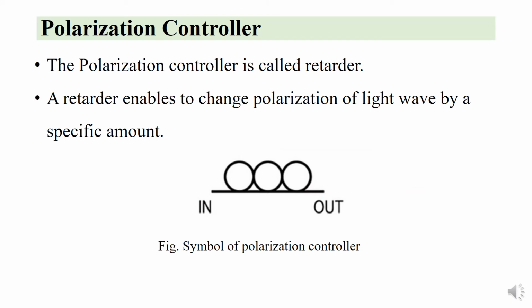Polarization controller is an optical device which allows us to modify the polarization state of the light. These can be operated without feedback, typically by manual adjustment or by using electrical signals from generators, or with automatic feedback systems. So these are also called retarders. Retarders are the ones which enable changing the polarization of a light wave by a specific amount. So these polarization controllers can be used in polarization switching, scrambling, multiplexing, and dispersion compensators.